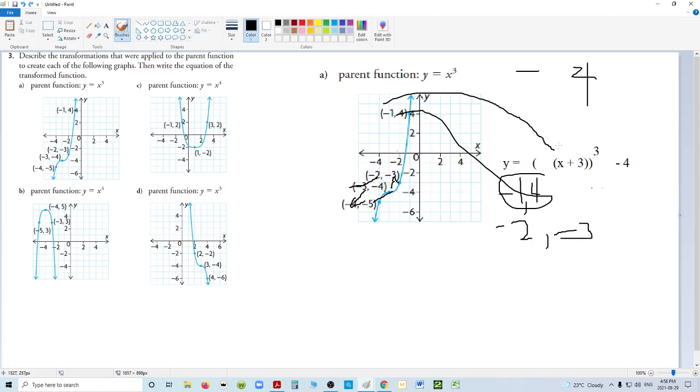If I take minus 3 in here, and I add 3, I get 0. Cubed doesn't matter, it's 0. And then subtract 4, I indeed get this number. So I can see already that all the numbers are working out fine.